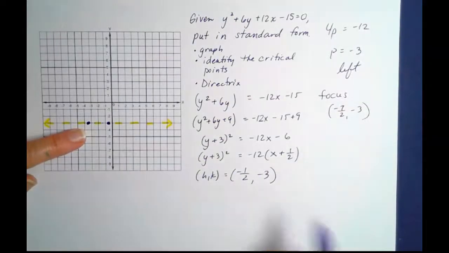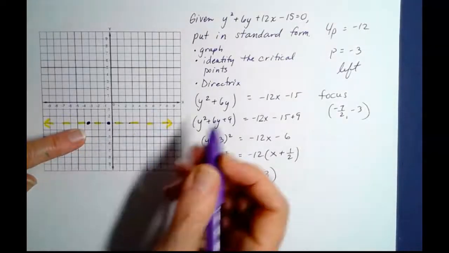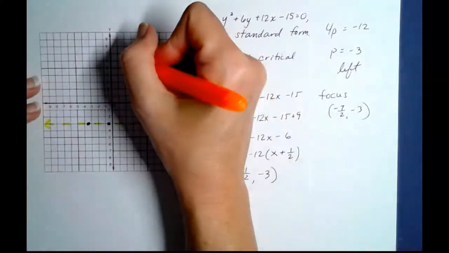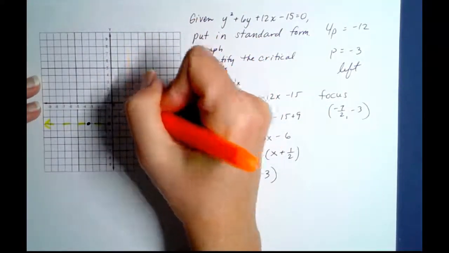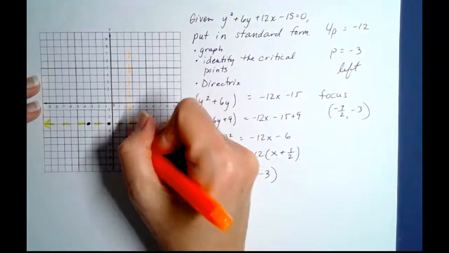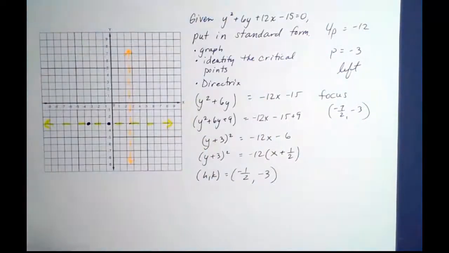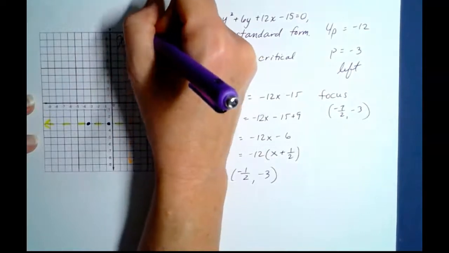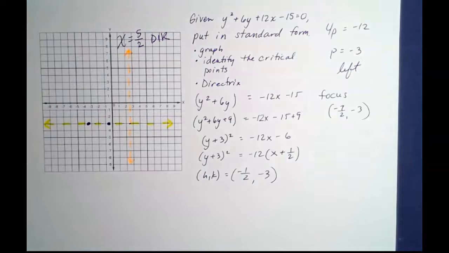And our directrix is going to be to the right 3. So 1, 2, 3. There's our directrix. I'll put our directrix in orange. It's at x equals 2.5, x equals 5/2. There we go, that's our directrix. So x equals positive 5/2, that's our directrix. So we're ready to graph here.